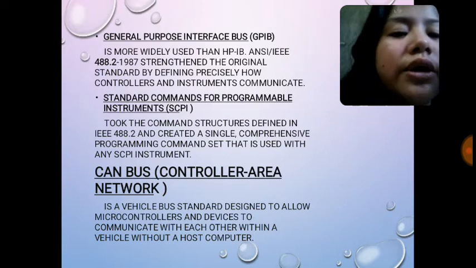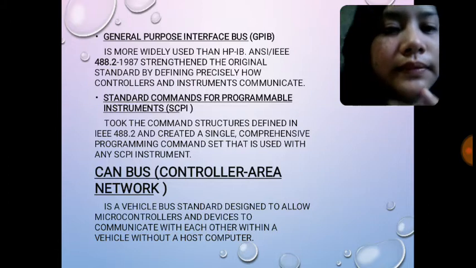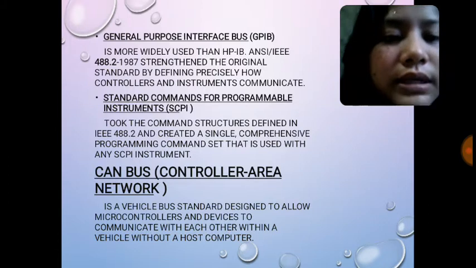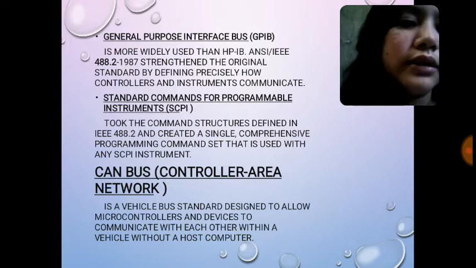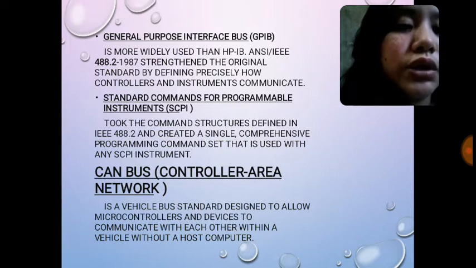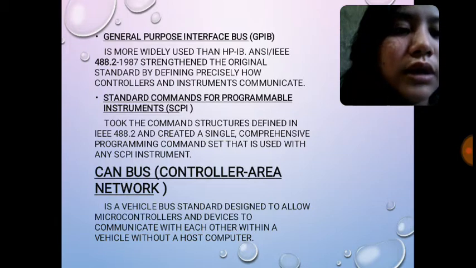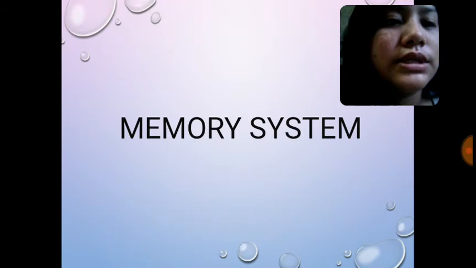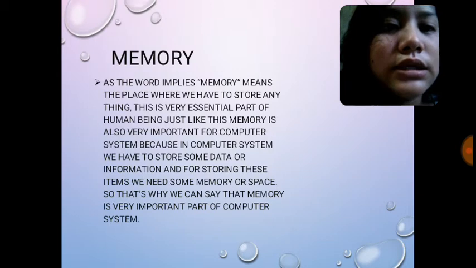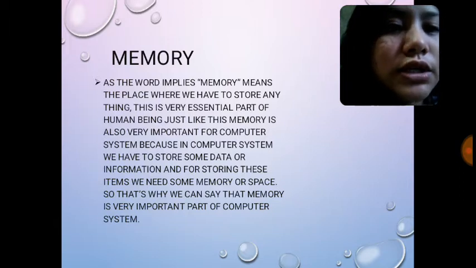CAN bus or Controller Area Network is a vehicle bus standard designed to allow microcontrollers and devices to communicate with each other within a vehicle without a host computer. Memory system. Memory. As the word implies, memory means the place where we store anything. This is very essential for human beings, just like memory is also very important for a computer system.